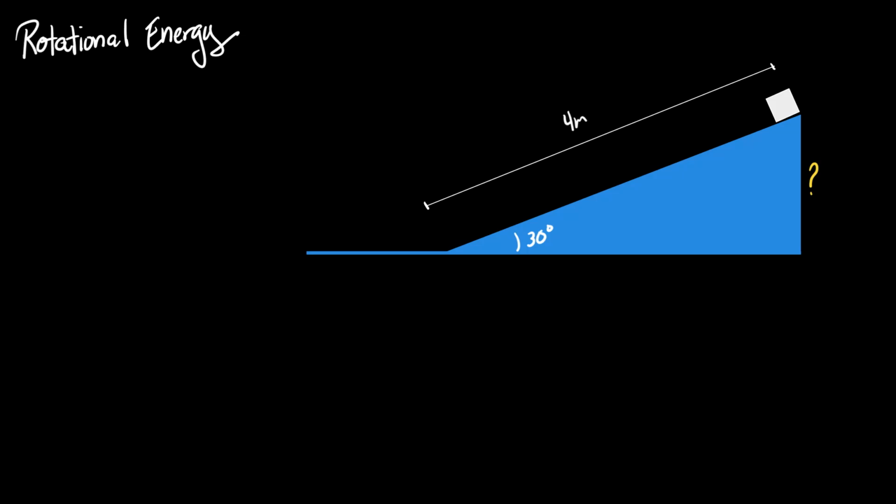I just want to know opposite, hypotenuse, adjacent. Opposite is the question mark. Good job. Hypotenuse is like the 4 meters. Excellent. And then the other one is the adjacent.